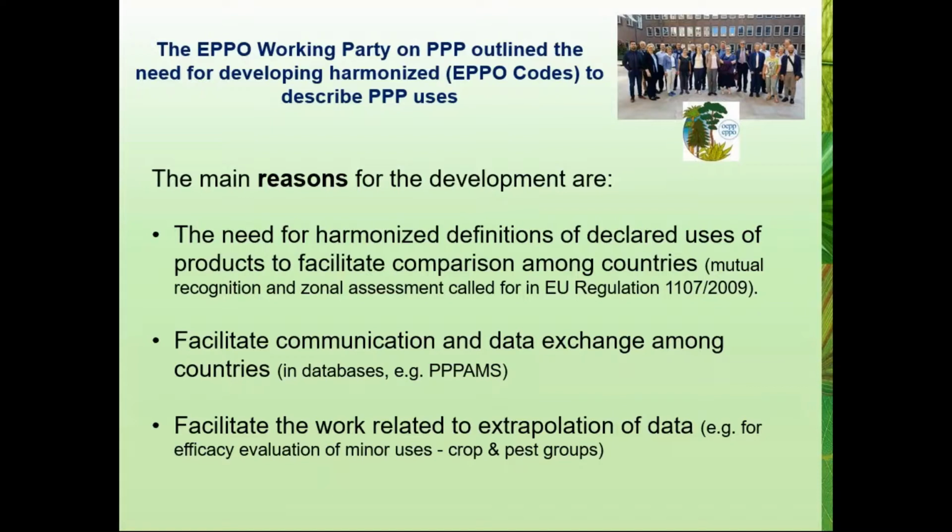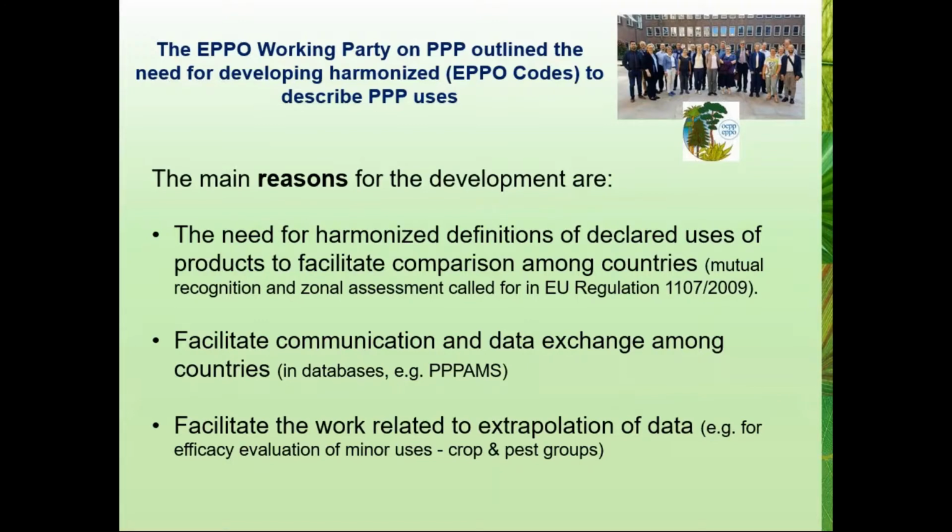Already for 2 or 3 years now, I would say, the EPPO Working Party on plant protection products outlined the need for developing a harmonized classification within the EPPO codes to describe the PPP uses. So let's see which are the reasons. First of all, it was clear that there's a need to harmonize the definition of the declared use of the products to facilitate comparison among countries. This is particularly important in the framework of the mutual recognition and zonal assessment that is called for by EU Regulation 1107/2009.